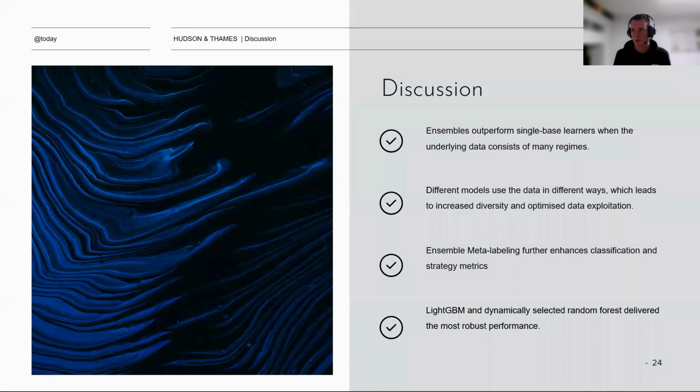So obviously the question arises: where does the better performance of ensembles come from? And that is because different models use data in different ways, which leads to increased diversity and optimized data exploitation. And this benefit, as we were able to observe, is especially dominant when the underlying data consists of more regimes and is nonlinear. And then again, as I already mentioned, we observed a larger variation in the classification metric scores for the dynamically selected heterogeneous pool.